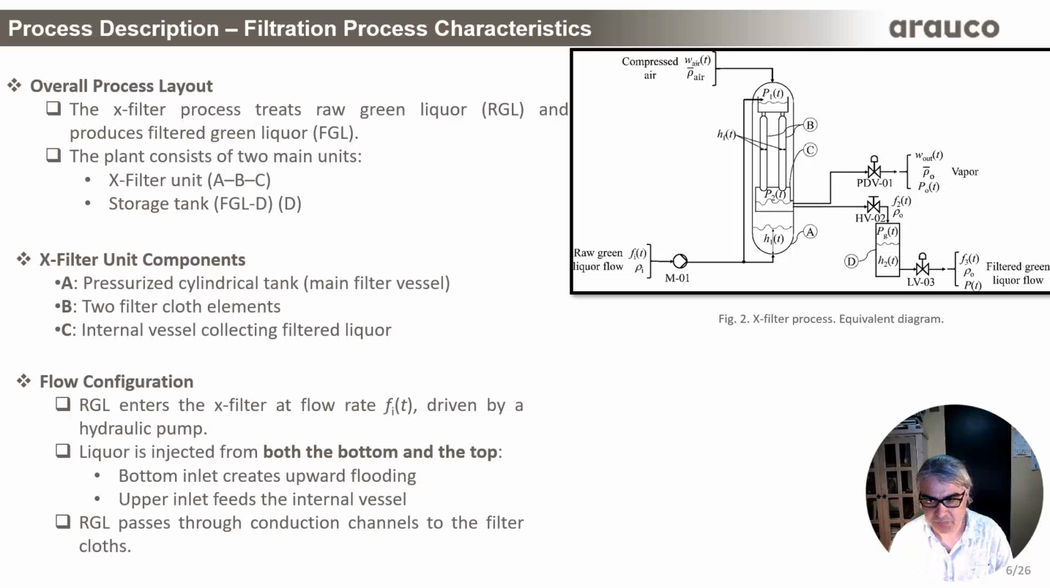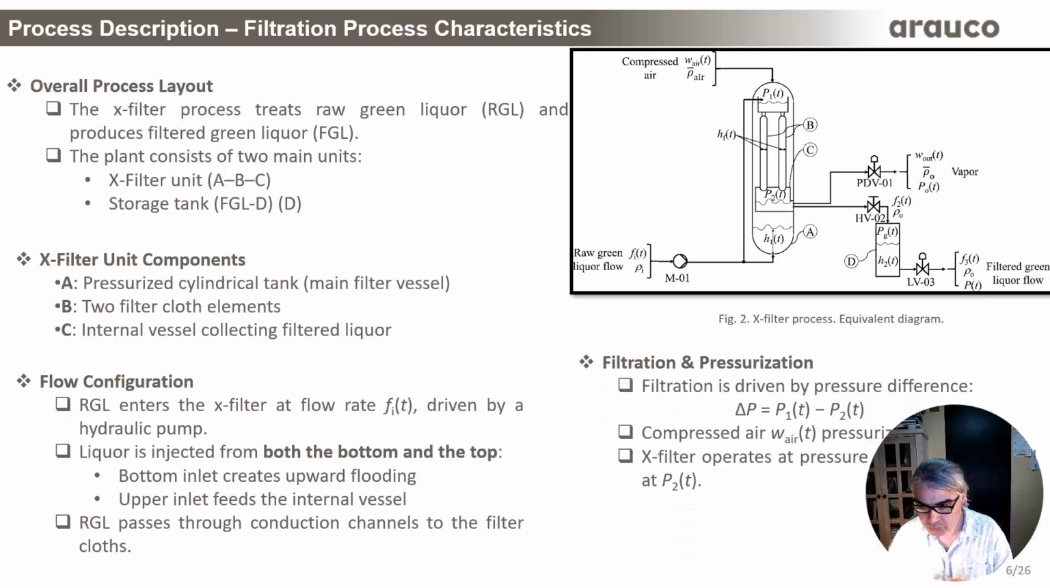Now, the bottom inlet floods the filter upward, while the upper inlet feeds the internal vessel. From here, basically, the liquid flows through conduction channels toward the filter cloth. But also, filtration is driven by a controlled pressure difference between the X-filter vessel and the internal vessel. All this you can see in figure 2.